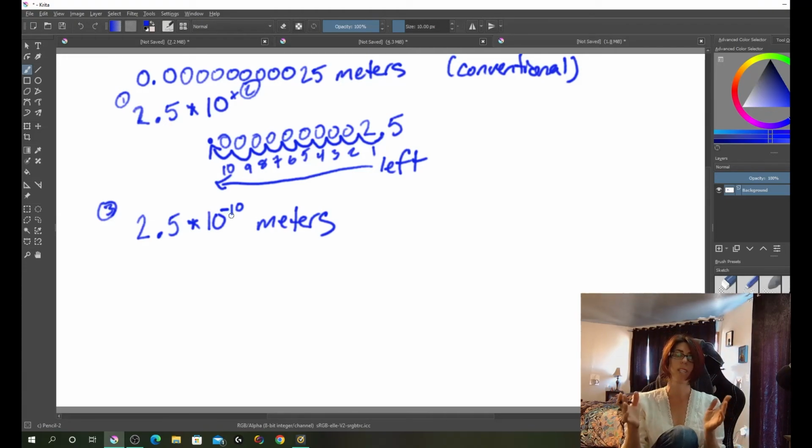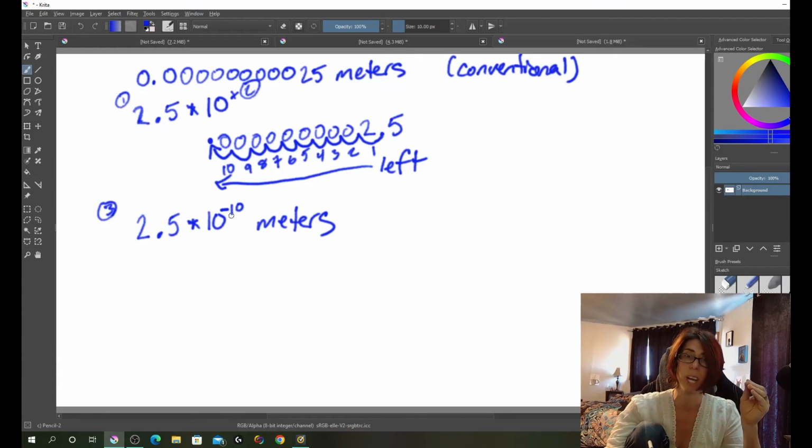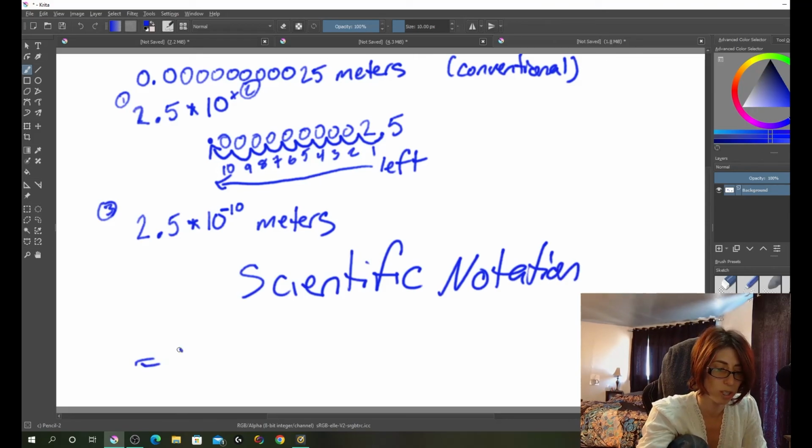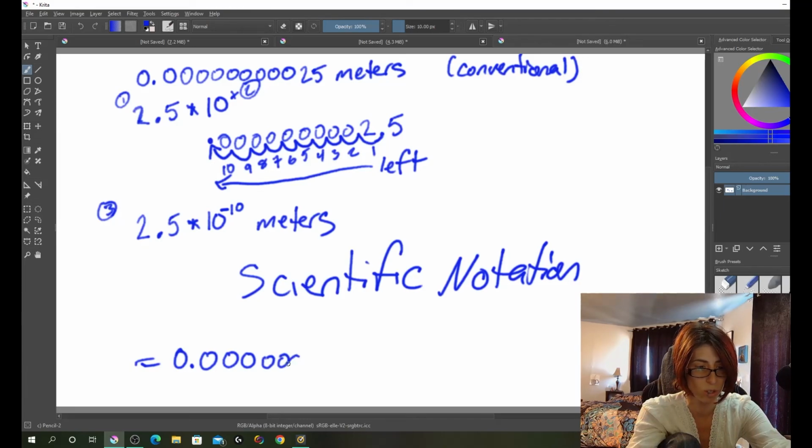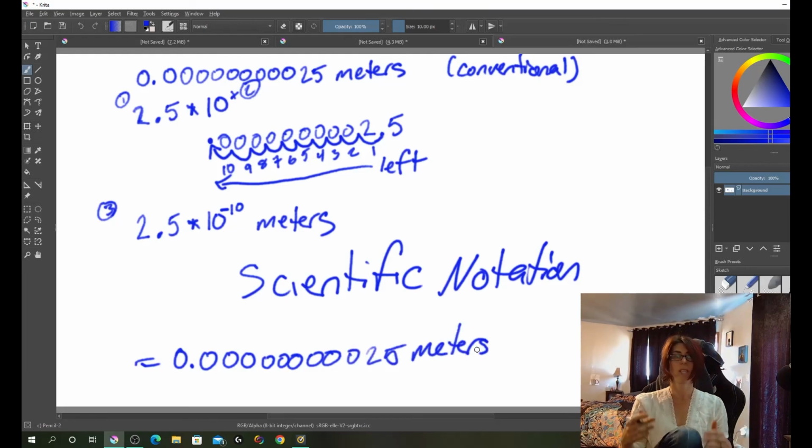The reason the exponent is negative is because our original value, the original number in conventional notation, was very tiny. It was less than 1. So that means that the exponent has to be negative. If it was greater than 1, the exponent would be positive, like in our first example. And it's equal to 0.000000025 meters. Same value, one's in scientific notation and one's in conventional notation. So that's how you write a number in scientific notation.